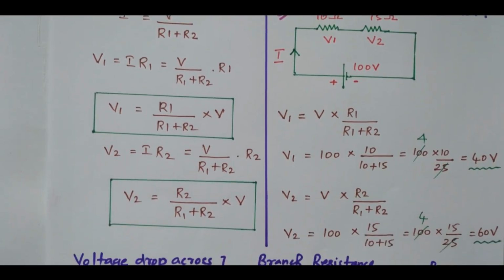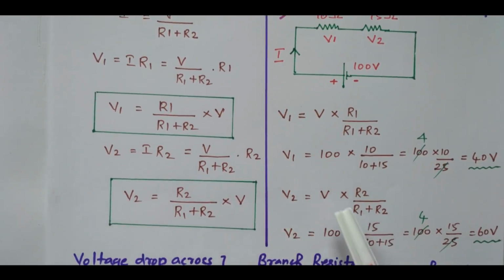Similarly V2. V2 equals the same thing: total voltage multiplied by that resistor, divided by the total resistor. V2 is the voltage across resistor R2, so here we need to use R2. So V2 equals 100 into the R2 value, 15, divided by 10 plus 15, that is 100 into 15 by 25. So here 4 times. 4 into 15 is 60 volts.